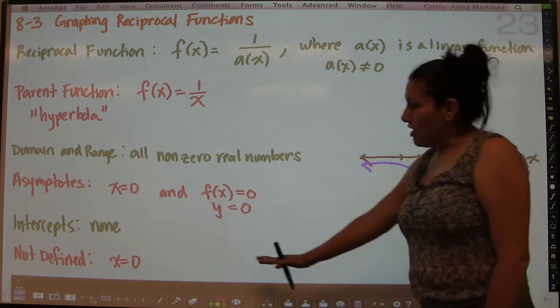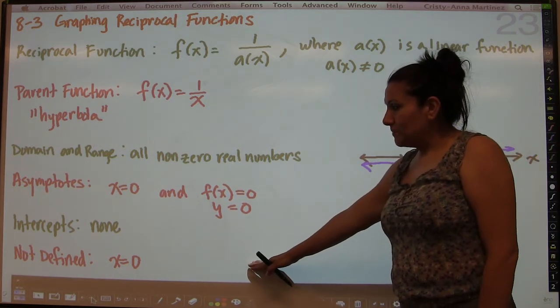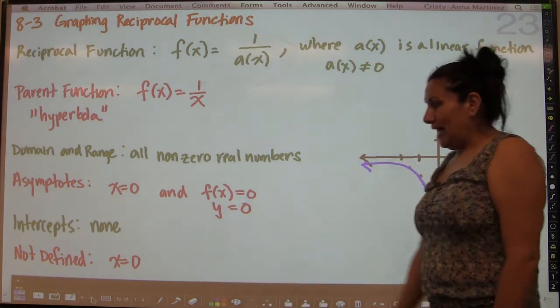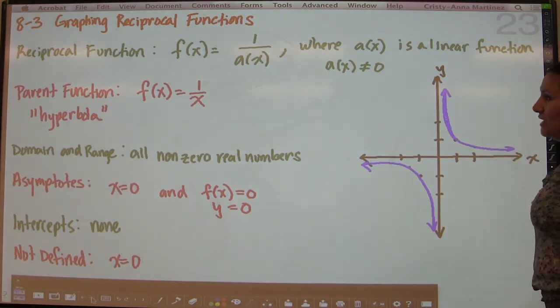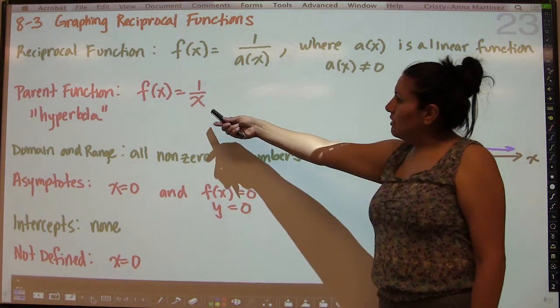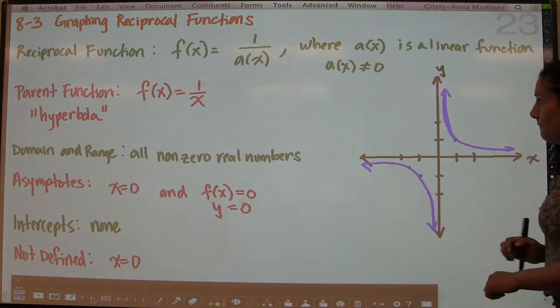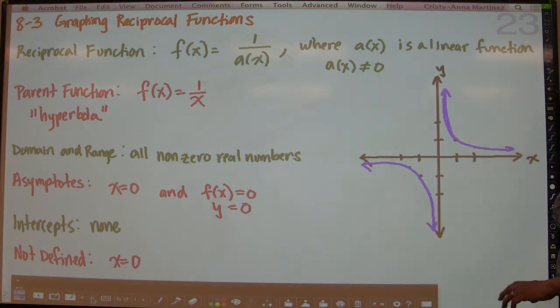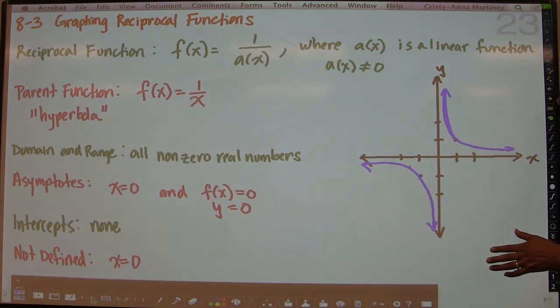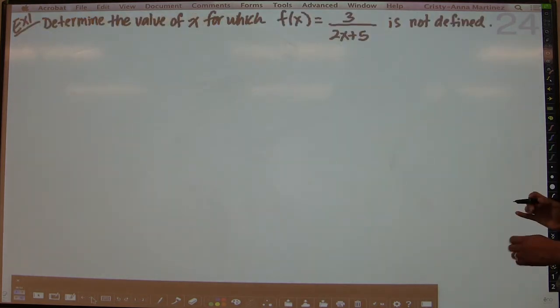And then values that are not defined, going back to the domain, are when x equals 0. In other words, we can't have x equals 0 because if you plugged in 0 for x, you would get division by 0, and we definitely want to avoid that. So those are the basic characteristics of the graph, and so now we're going to get started with our examples.